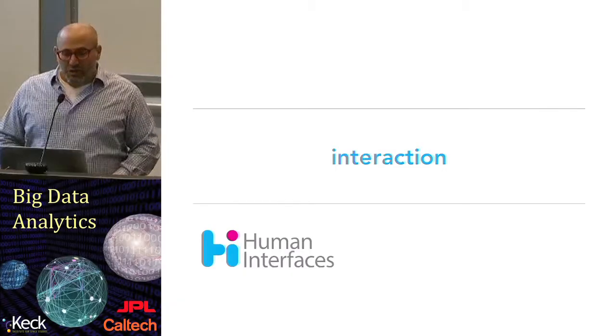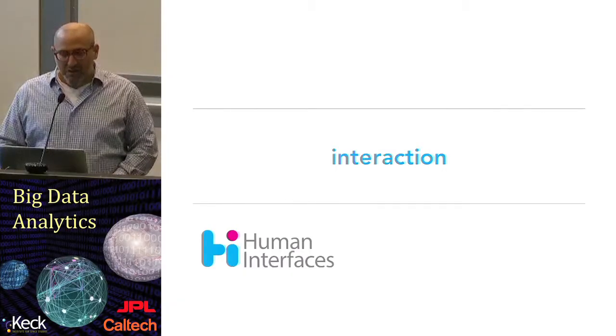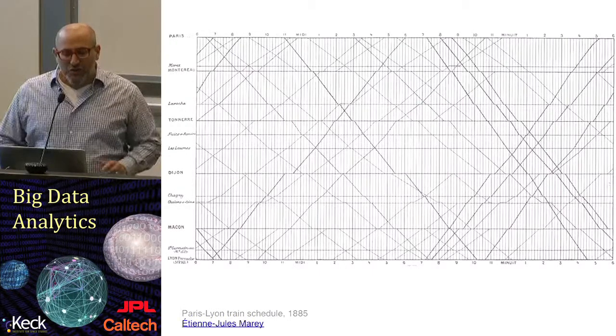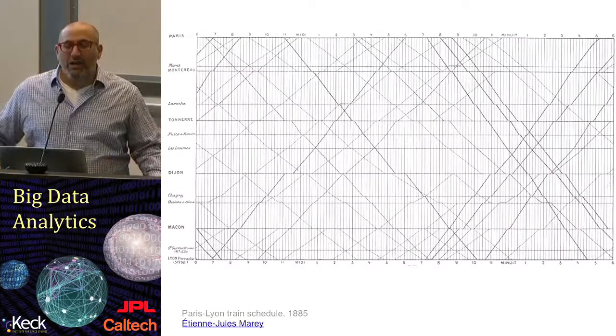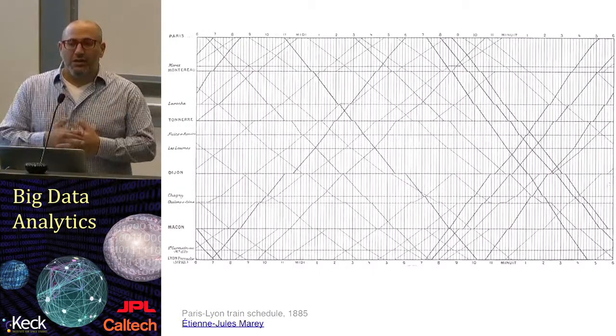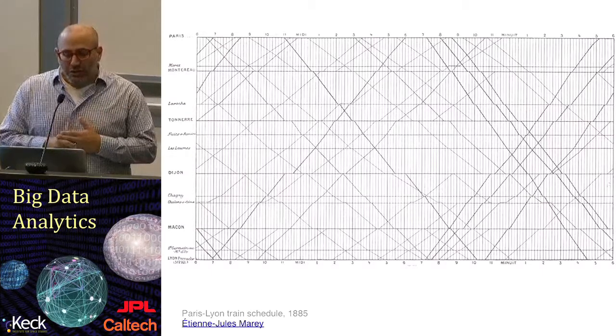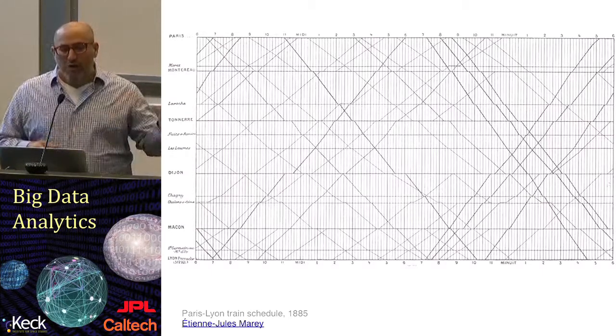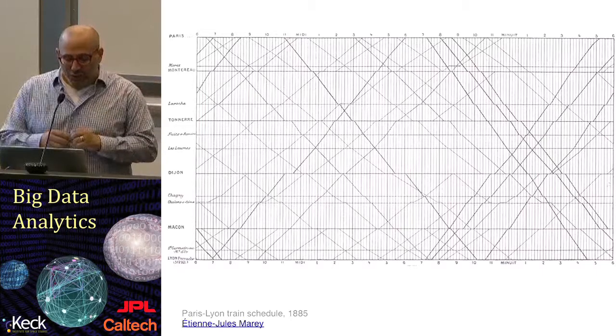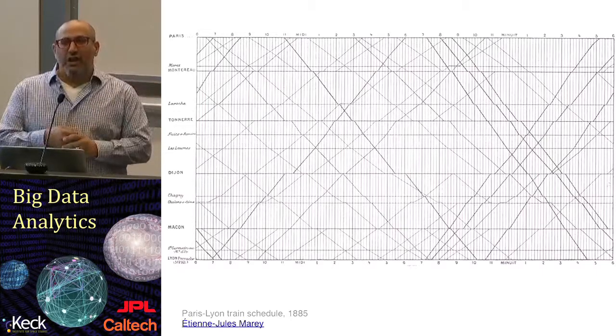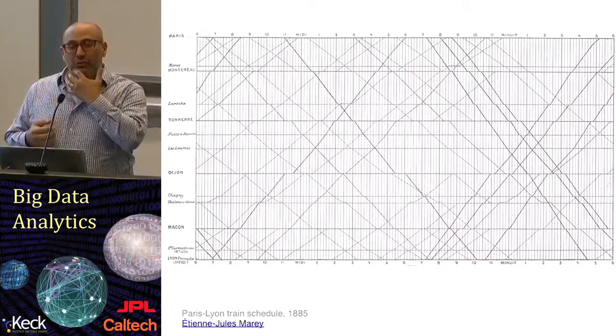Last chapter, interaction. Let's just start by taking a look at a very classic data viz example. And this is Marey's Paris to Lyon train schedule. And this comes from 1885. It's one of the sort of masterpieces of visualization.